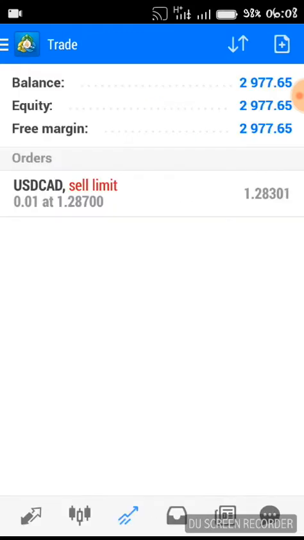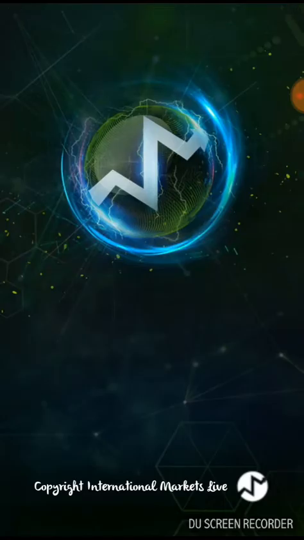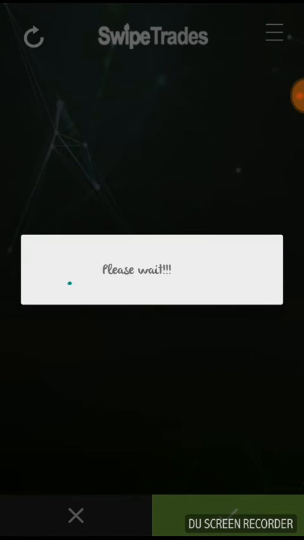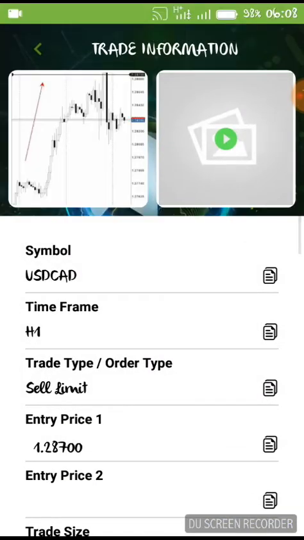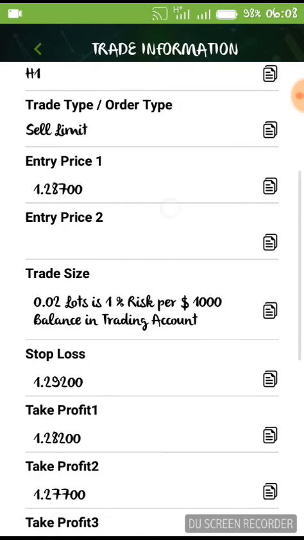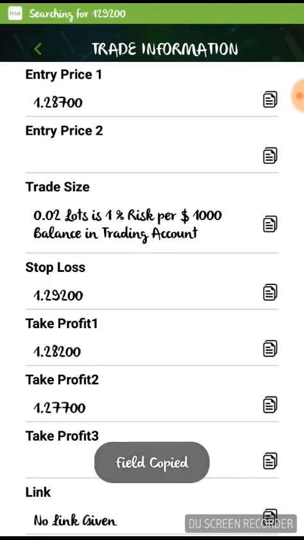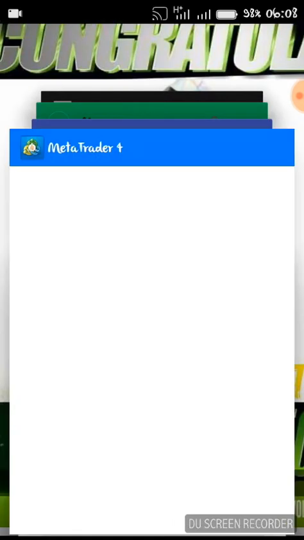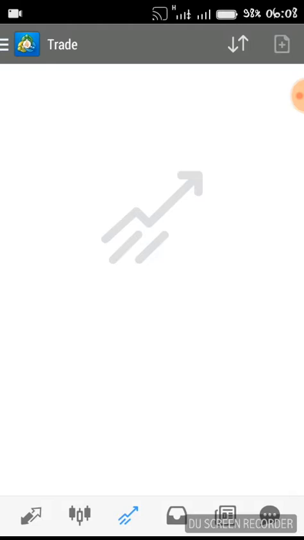It brought the information to my trade page. And I'll go back to my Swipe Trade and pick the first thing I want to pick now, which is my stop loss after my entry price. So I'll come and tap on this and make sure it is copied. I go back to my MetaTrader and go and modify this particular trade.